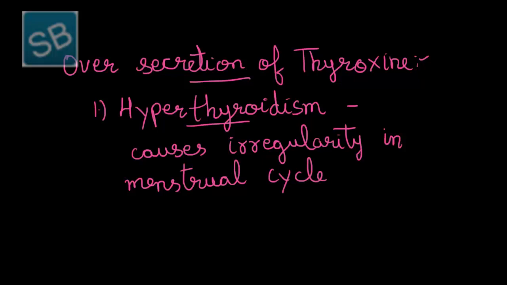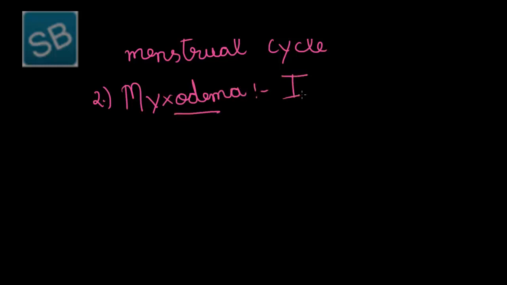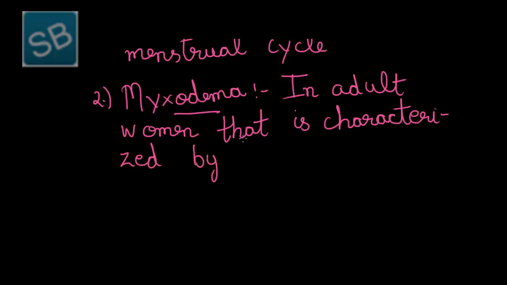And the second disorder caused due to oversecretion of thyroxine is myxedema. Myxedema generally occurs in adult women, that is characterized by a puffy appearance due to deposition of fat tissues.